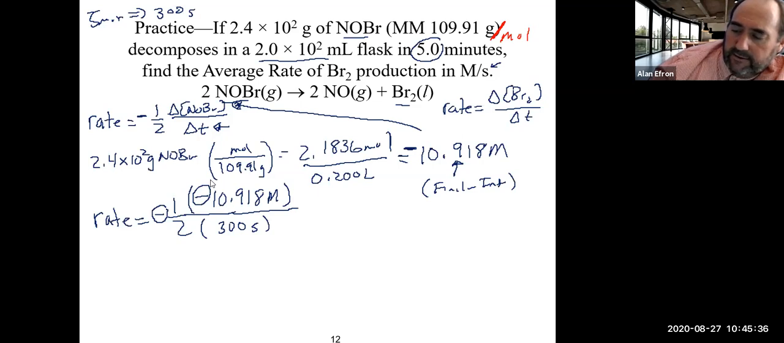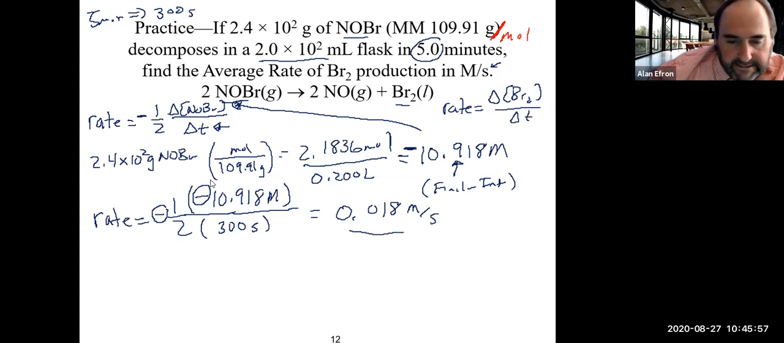So if we take our 10.91 and divide it by 300, also divided by 2, gives us a rate of 0.018. And the units here are molarity per second. Now, this is the average rate for the reaction.